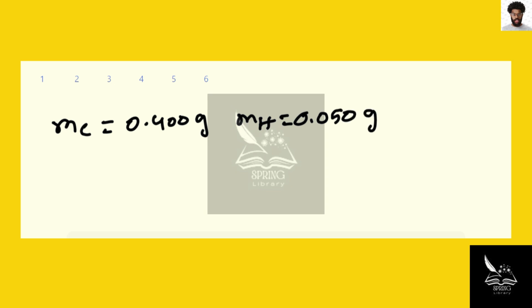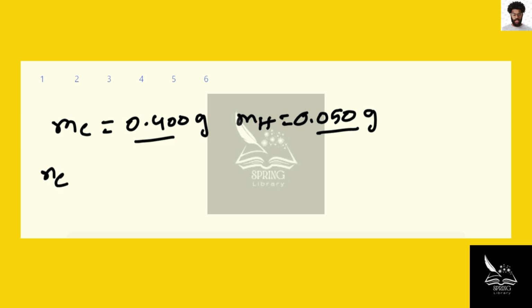So we will write the mass of carbon, which is 0.400 gram, and the mass of hydrogen is 0.050 gram. So these are the masses of carbon and hydrogen in the original hydrocarbon. Now we will find out their number of moles in the original hydrocarbon.